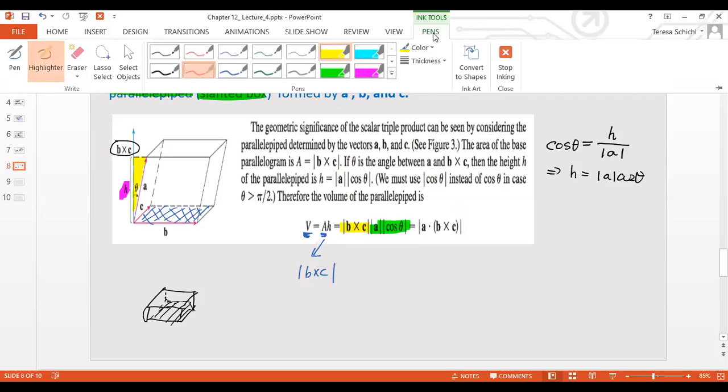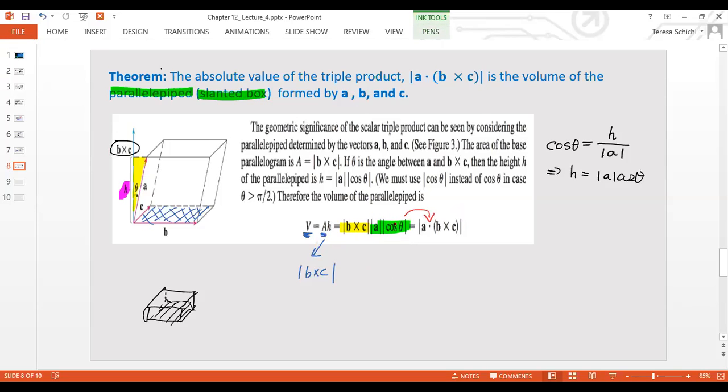Now let's go from here to here. How do I get this formula to A dot B cross C? In order to do that, let's refresh our memory. Remember the dot product: A dot B is equal to AB cosine theta.